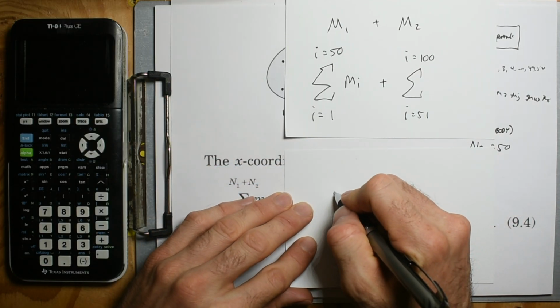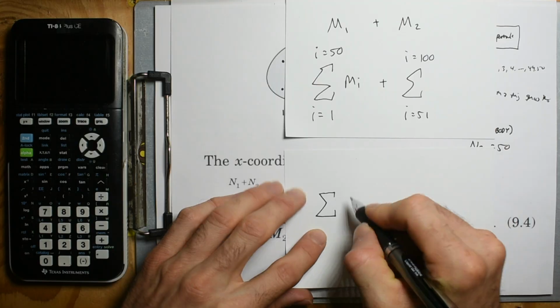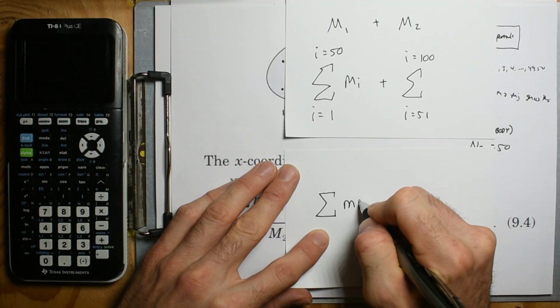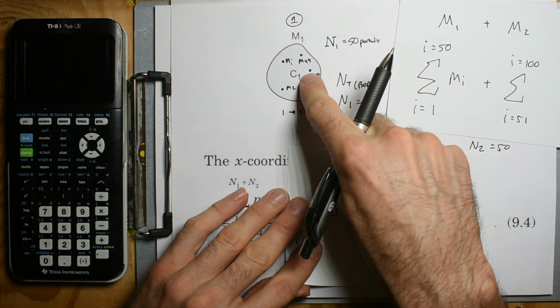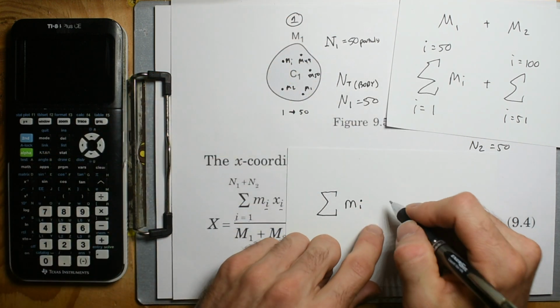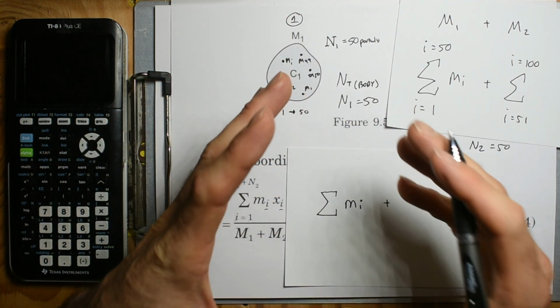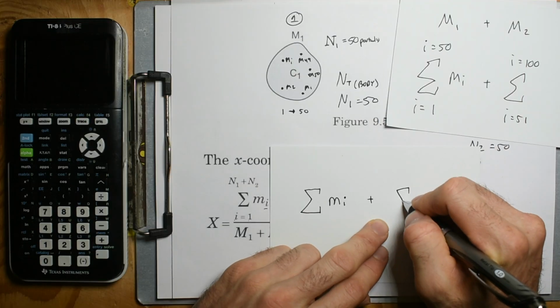So let's get better at the summation signs. Alright, so we have the m_i particles of this first body. We're going to have a bunch of particles, and we're going to sum them to get the total mass. And then I can even say it a little bit better.